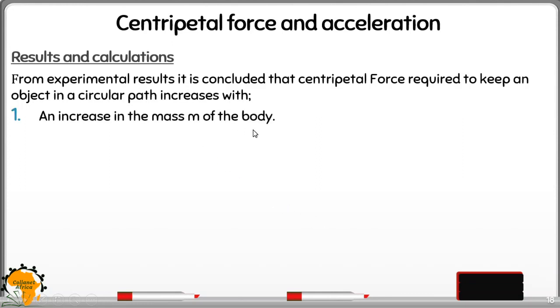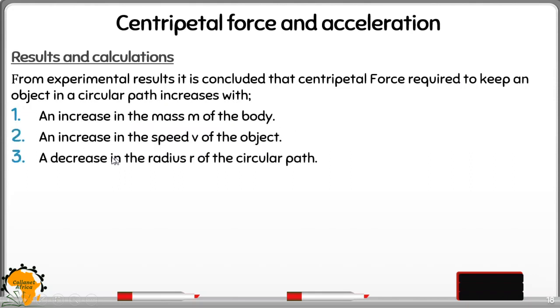From those results, we can conclude that the force required to keep an object in a circular path increases with: 1, an increase in the mass m of the body; 2, an increase in the speed v of the object; 3, a decrease in the radius r of the circular path.